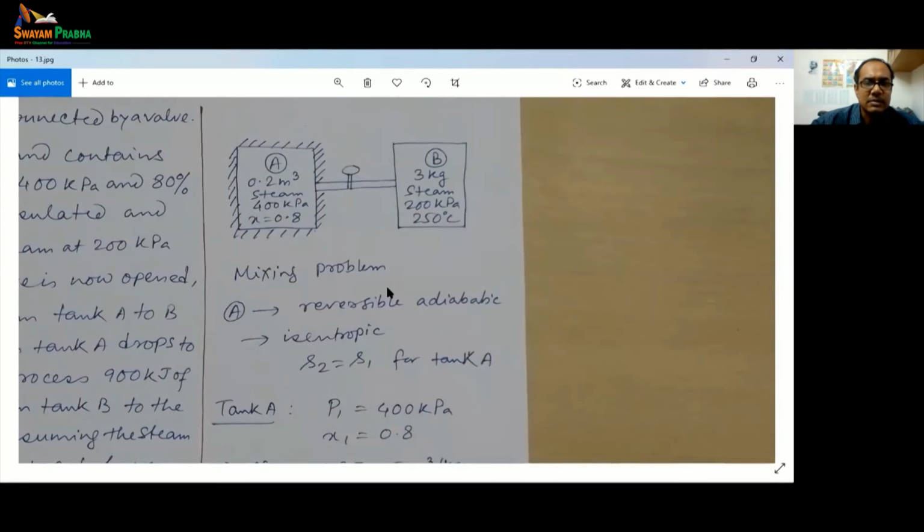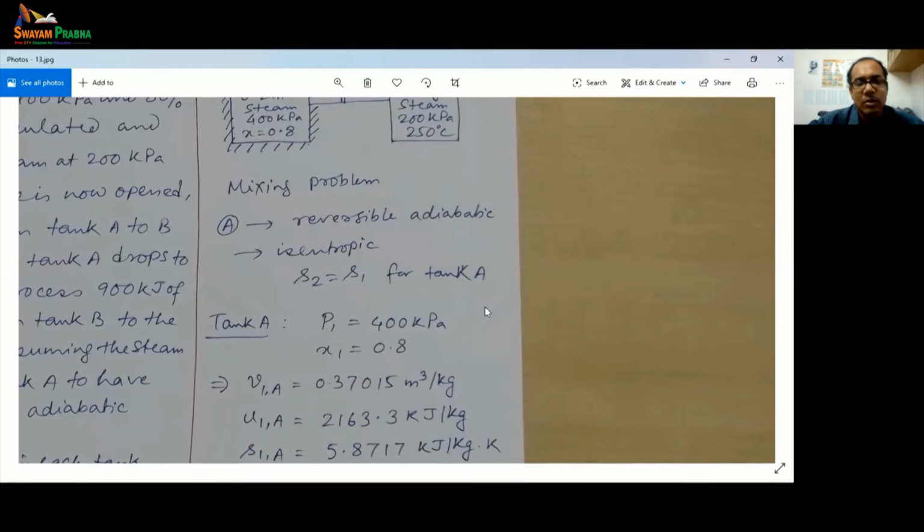Now coming back to the observation. First, tank A is undergoing a reversible adiabatic process. That means it's an isentropic process. This you have learned in chapter 8, that reversible adiabatic processes are isentropic processes. Entropy does not change. So you know that for tank A, S2 will be equal to S1. Specific entropy will not change. What else do you know?